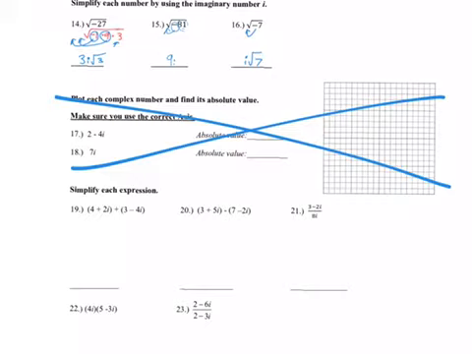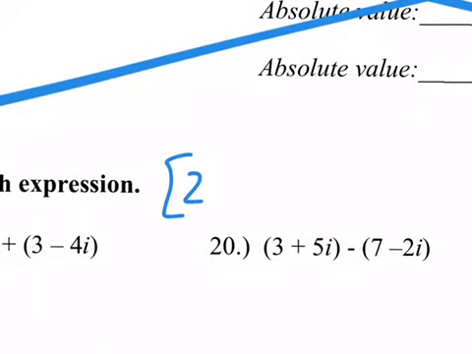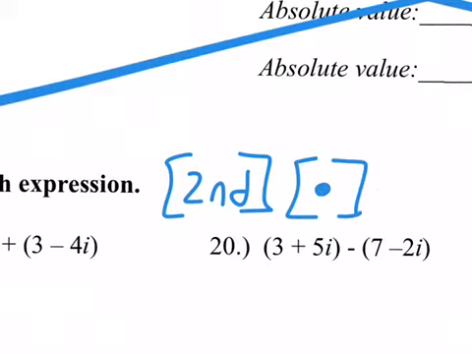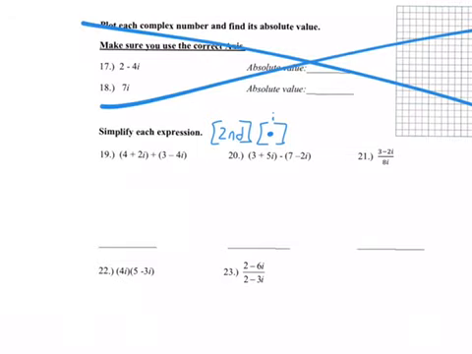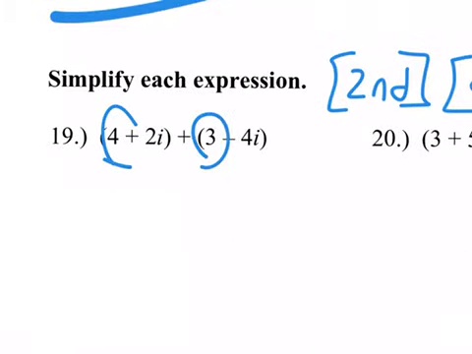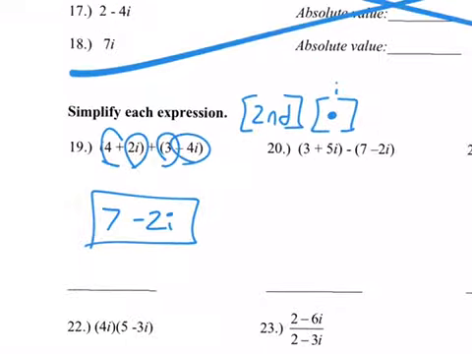Alright, so simplifying these expressions. It is as simple as combining like terms, but we also talked about being able to type in i on the calculator, and that is second, decimal point. Above that, you'll have the little i. Some of these, honestly, are going to be faster than typing in on the calculator. For example, this one, combining my like terms: 7, and then minus 2i. Don't type that in. You're just going to waste time.